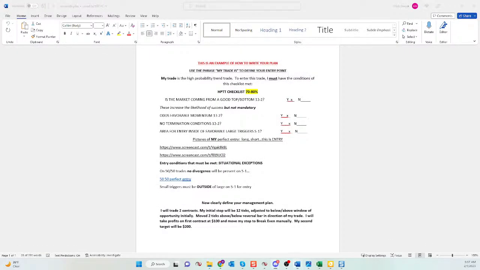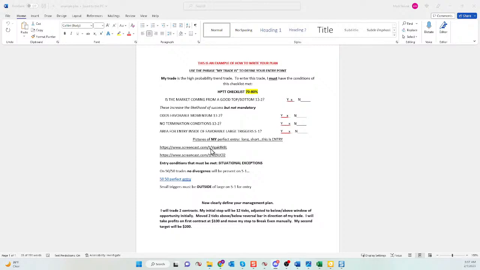I'm going to give it to you in the room right now. Take this, download it, make it yours, print it out, put it on your desk, right? Take a picture of it. If you have Snagit, get ready to post it on your charts. If all of the conditions of this checklist are met, I know that I'm entering a trade with a 70 to 80% chance of winning.